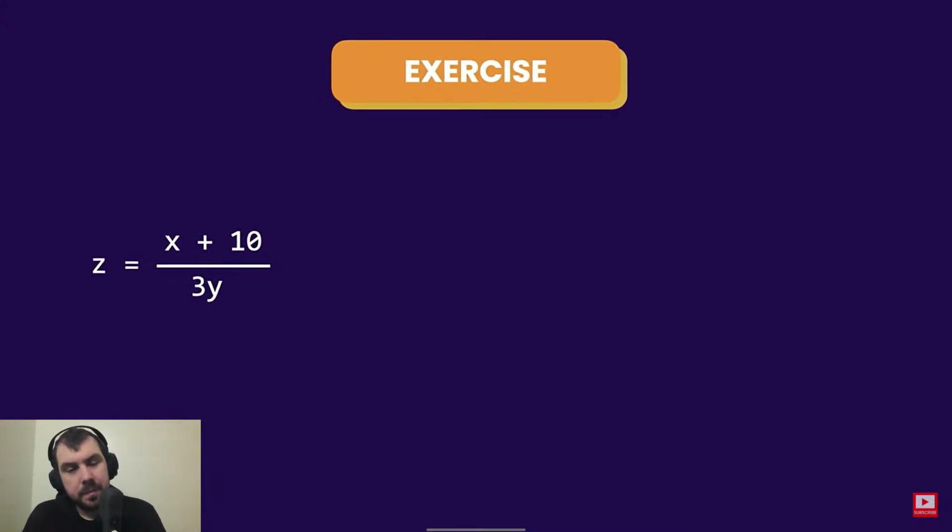Take this mathematical expression and implement it in C++. Assume x is 10 and y is 5. So if you implement this correctly, z is going to be 1.3.